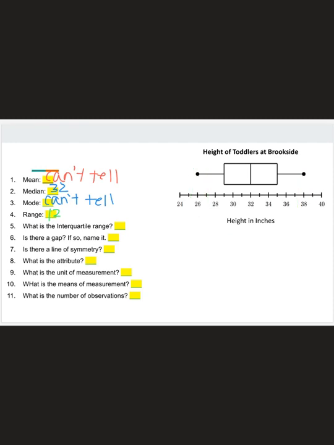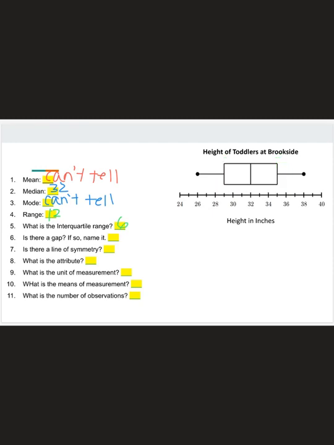Number 5, what is the interquartile range? So think range, again, we're going to be doing subtraction, but interquartile range means we take our upper quartile and subtract our lower quartile. So we need to subtract 35 minus 29 to get an interquartile range of 6. So number 5, interquartile range should be the number 6.